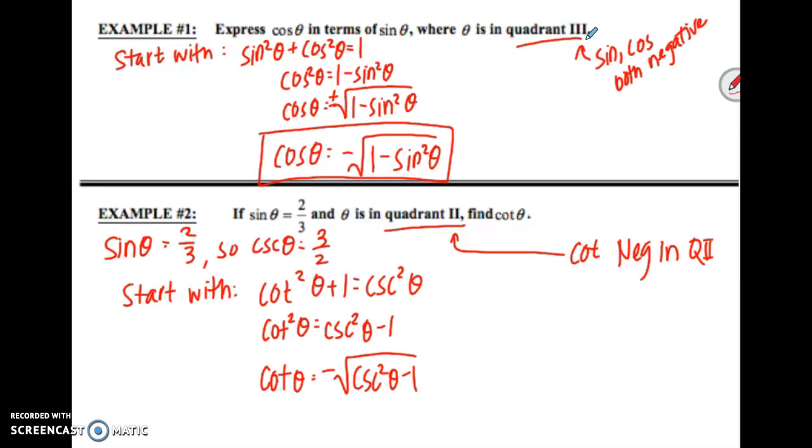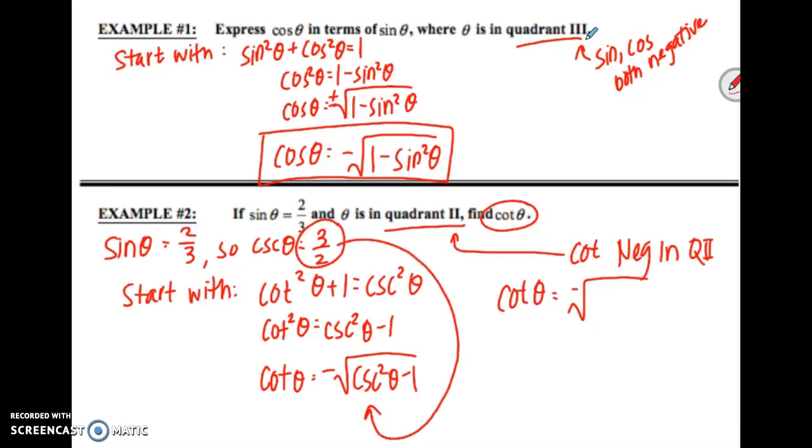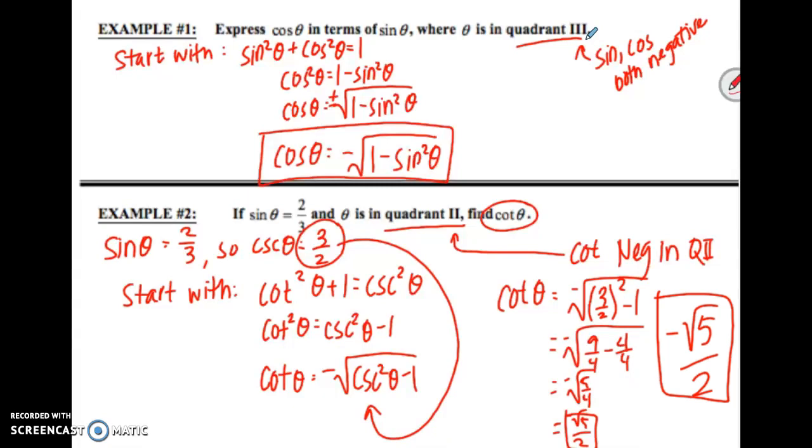Now to solve for cotangent of theta, because it asks us to find cotangent of theta, cotangent of theta equals the negative square root. Since we first determined that cosecant of theta equals 3 over 2, we are just going to substitute this 3 over 2 in for our cosecant of theta. So cotangent of theta equals the negative square root of (3/2) raised to the second power minus 1. Simplifying, we are left with 9/4 minus 4/4 underneath the square root, which is the negative square root of 5/4, which, simplifying this further, gives us the negative square root of 5 divided by 2. So negative square root of 5 divided by 2 is what cotangent of theta equals.